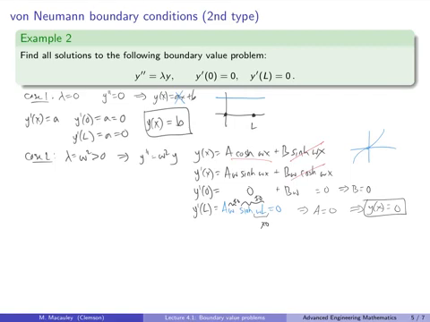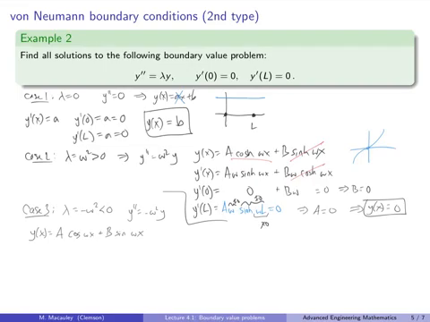Okay, case 3. This is the interesting one. This is when lambda is negative. Let me write that as negative omega squared. And again, we write that because now our ODE is y double prime equals negative omega squared y. And we know that our general solution, y of x, equals a cosine of omega x plus b sine of omega x.